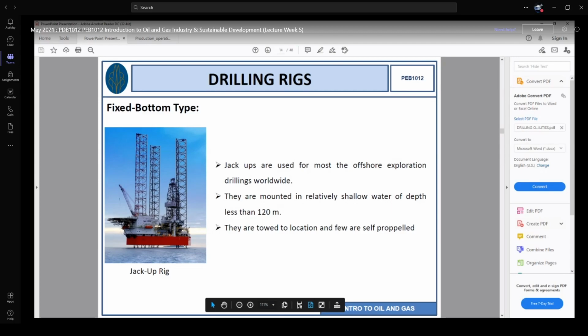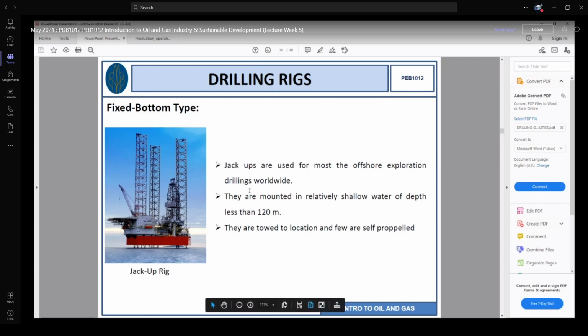Do we have any message in the chat box? Just a minute. No, we don't have any message in the chat box.